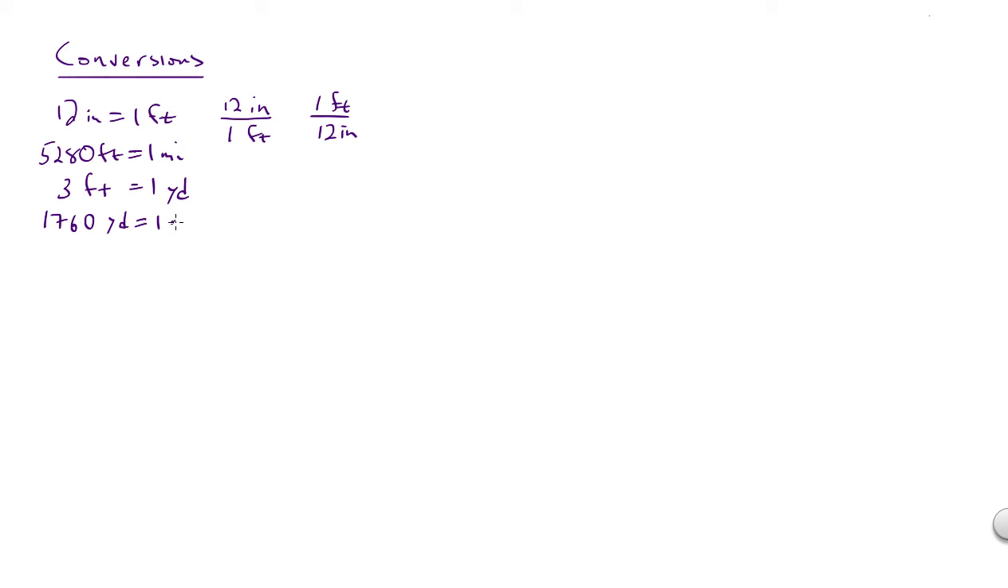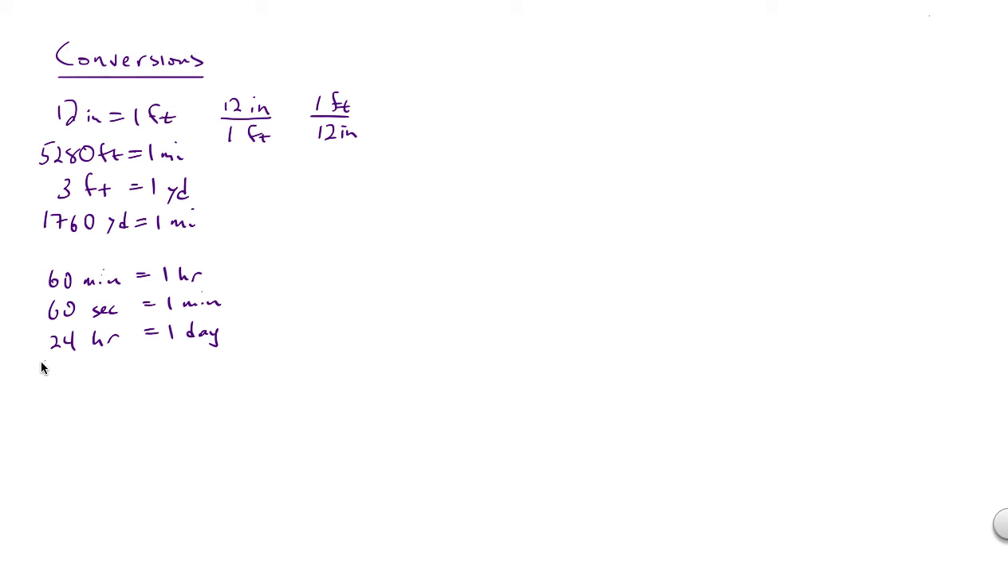1,760 yards per mile. Another good one that we should just know are our time conversions, which you probably already know. 60 minutes per 1 hour, 60 seconds per 1 minute, and also 24 hours in 1 day. You can combine these two to determine how many seconds there are in an hour, 3,600. But these are the basic ones.